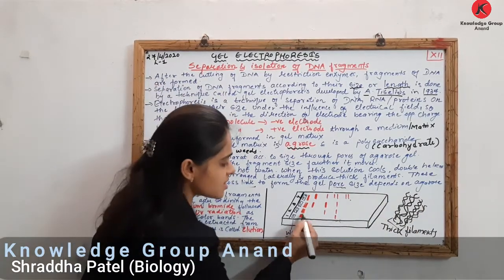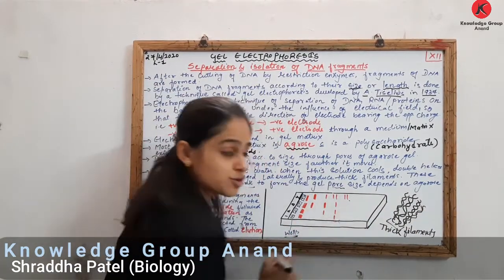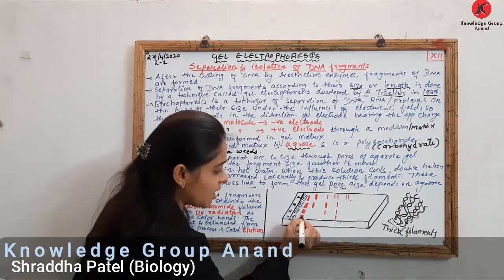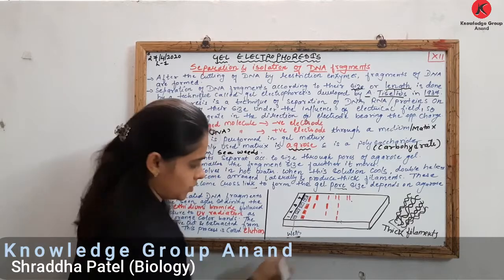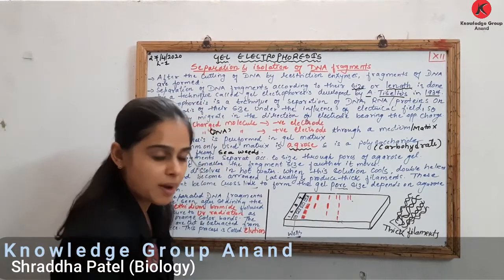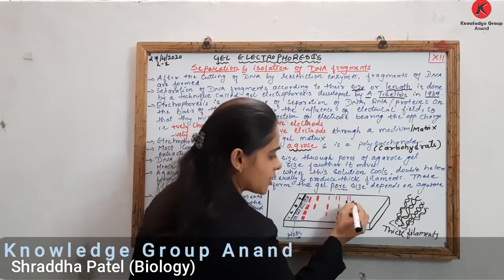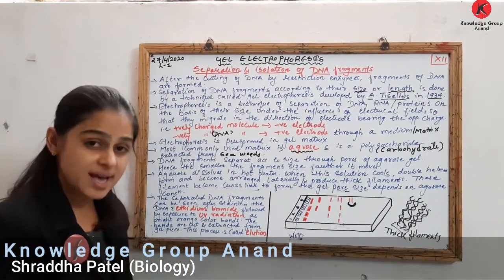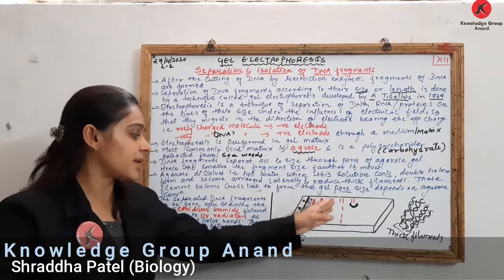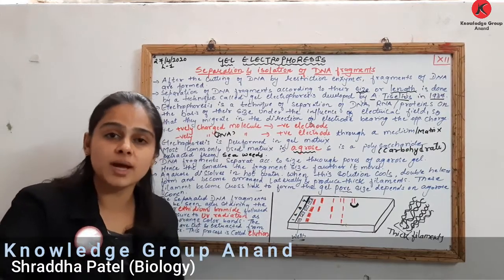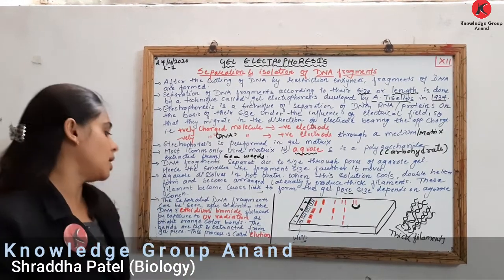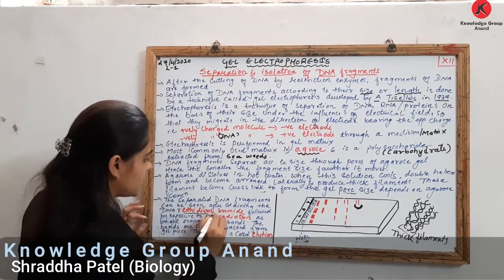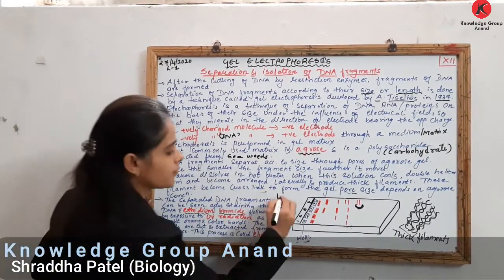Okay, so these are your DNA bands. Can you see this? These are your DNA bands. This is the larger DNA band. These are your larger DNA bands, whereas these are your smaller DNA bands. As such, these separated DNA fragments will be visible only after staining this DNA with ethidium bromide.